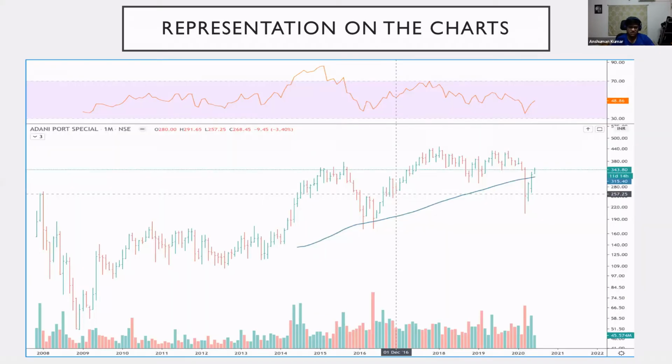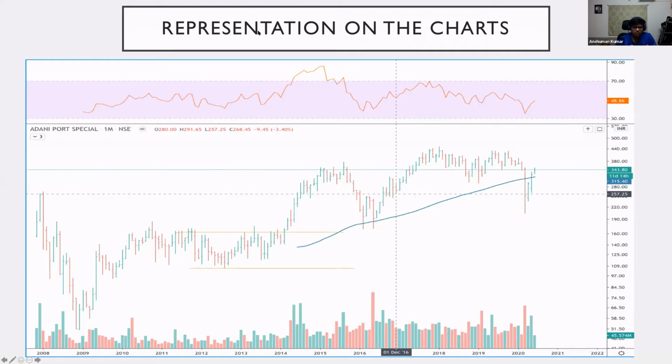Let's talk about real life examples. So I've plotted the Adani Port chart. This is on a monthly time frame. Now, this chart is following some of the most basic principles of chart analysis. You have trends, and then if I just draw, you have two horizontal lines here. And these lines are basically telling you that there was some consolidation.